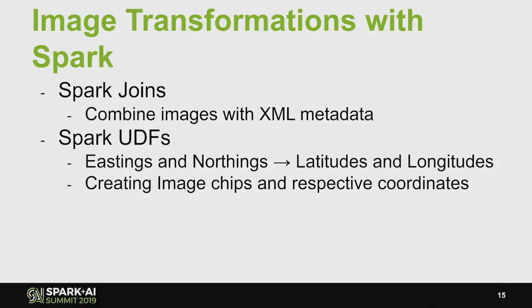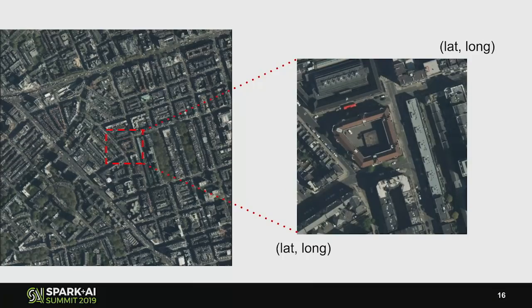And then the next transformation we did was actually to create image chips, and we have to generate the respective coordinates for each image chip. So to explain what that means, on the left-hand side, we have a JPEG image. So that's the sample image that we're working with. And you can see that there's a lot of information within each image. And these images are coming in a 1 kilometer by 1 kilometer square.